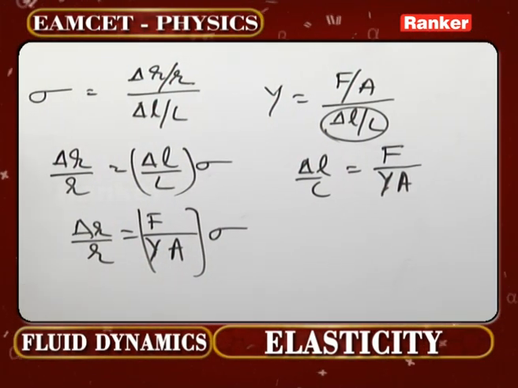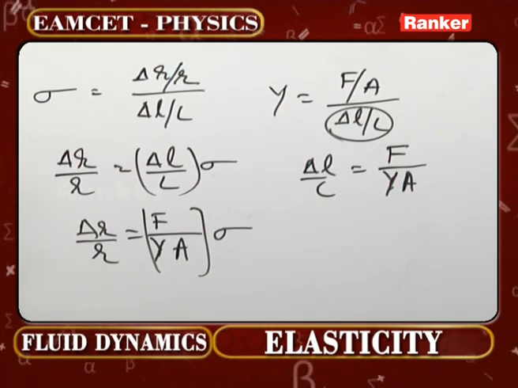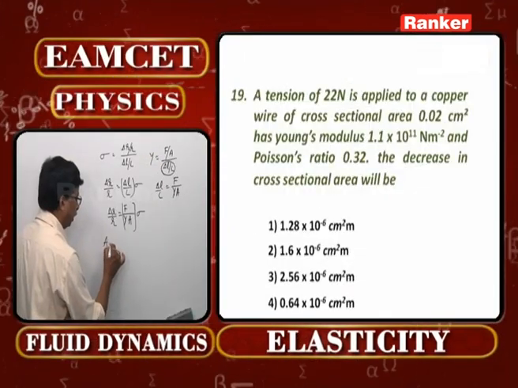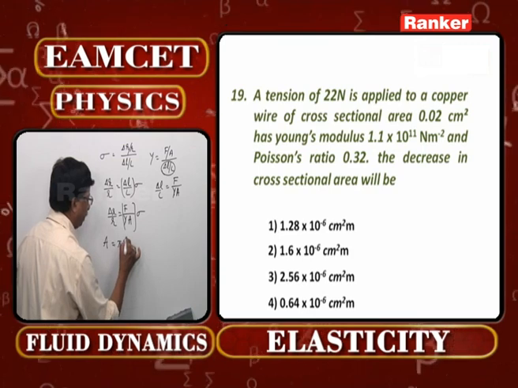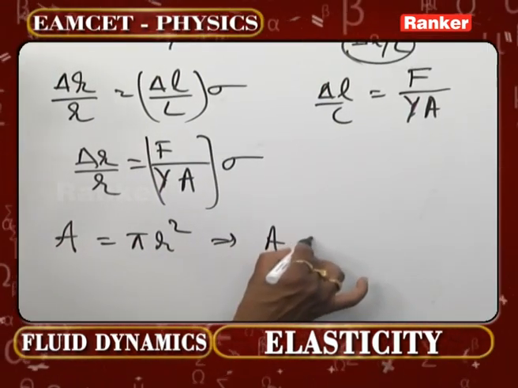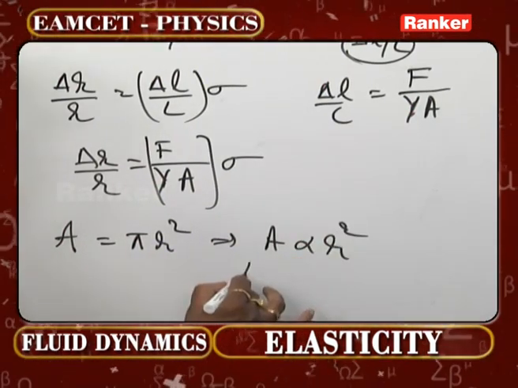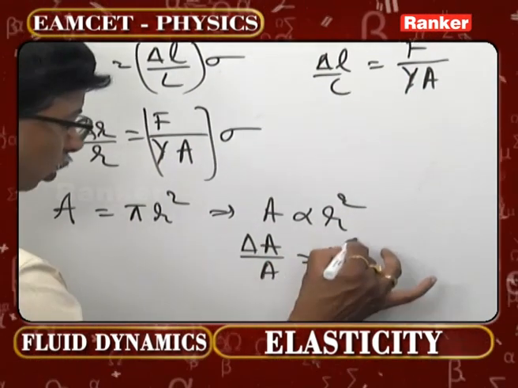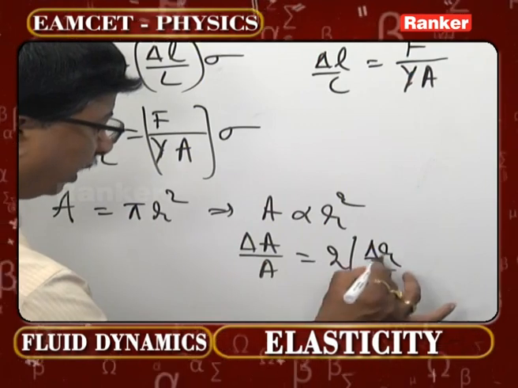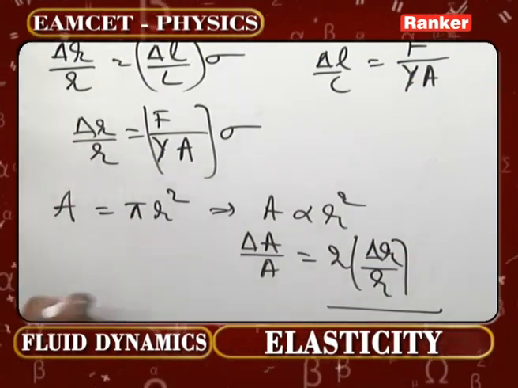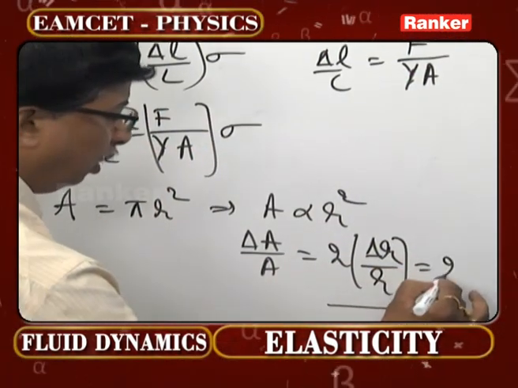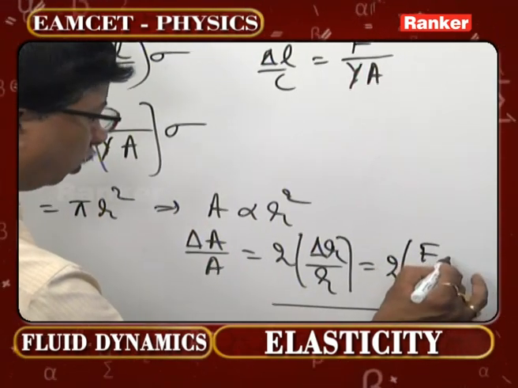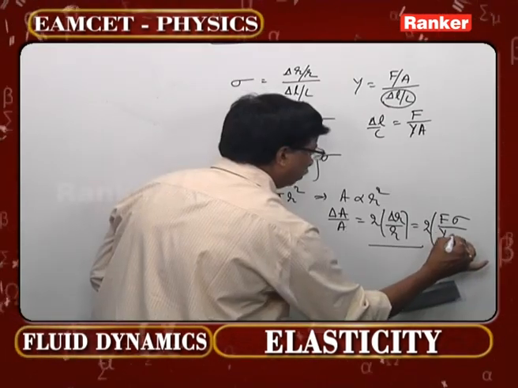But after getting this one, his question is not that. What is the cross-sectional area? Area is equal to pi r square. That means A is directly proportional to r square, please. So delta A by A is equal to twice delta R by R. That is the concept. What is delta R by R here? 2 into F into sigma by Y into A.